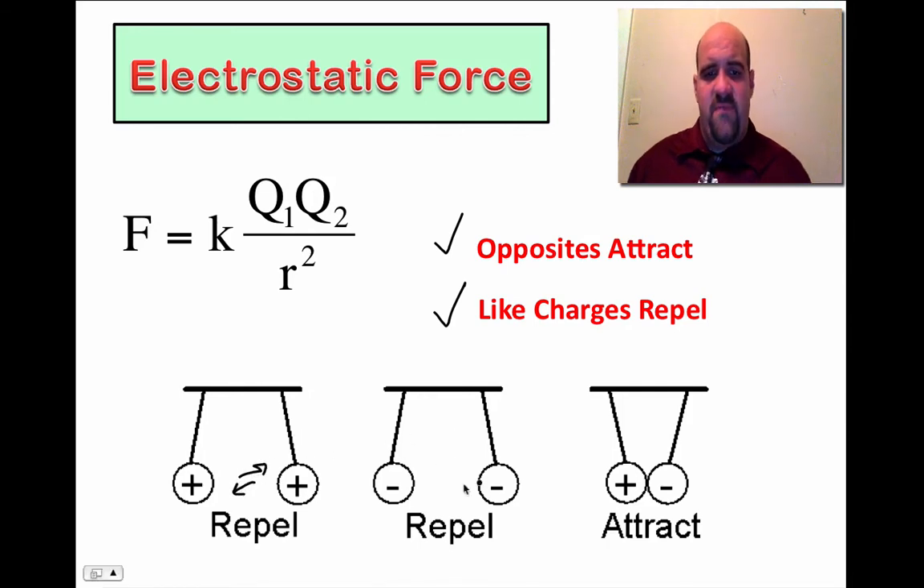Like charges repel. These are both electrons. Two electrons, they both have a -1 charge. They're going to repel one another. And again, if you had a proton and an electron, opposites, they will attract. So that's kind of how the electrostatic force works. And we only need to know that to get through ionic bonding.